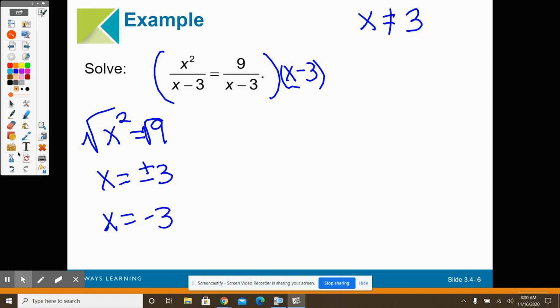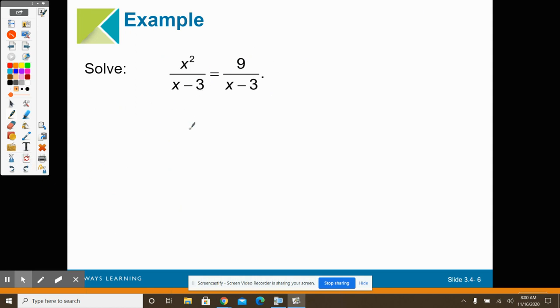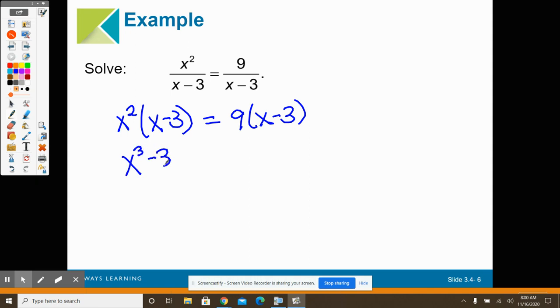Another way you could have done it is this is a fraction equals a fraction. You could cross multiply, but that makes it a little bit trickier. I actually don't even know if we would cross multiply. X squared times x minus 3, because that's going to give me an x to the cube, equals 9 times x minus 3. Let's see what happens. That's x to the third minus 3x squared equals 9x minus 27.